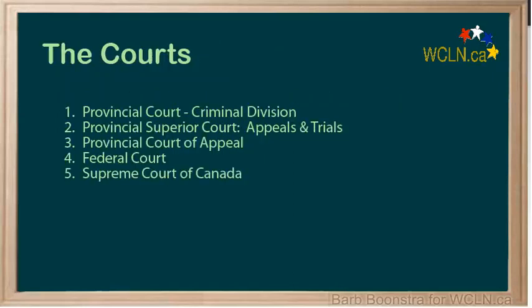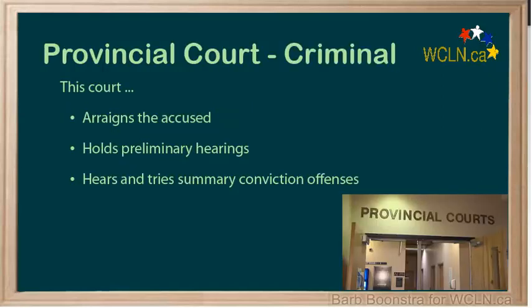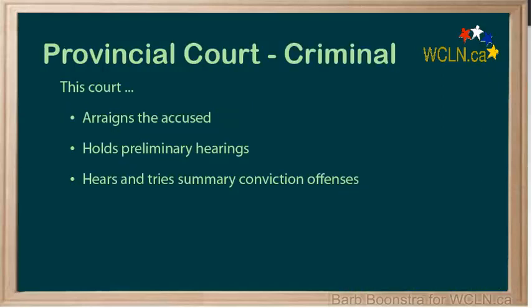Outside of civil law, there are mainly 5 types of courts in Canada: the Provincial Court, Criminal Division; the Provincial Superior Court, Appeals and Trials; the Provincial Court of Appeal; the Federal Court; and the Supreme Court of Canada. The Provincial Court, Criminal Division, arraigns the accused, that is, reads the charges and enters the plea. It holds preliminary hearings for very serious indictable offenses. It hears and tries summary conviction offenses and less serious indictable offenses, for example, theft under $5,000. The judges for this court are appointed by the provincial government.